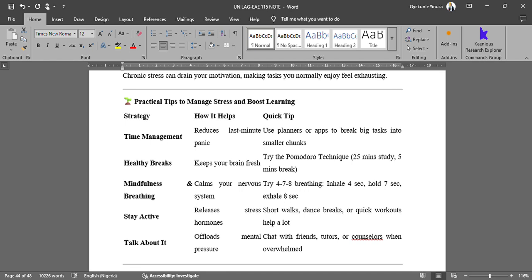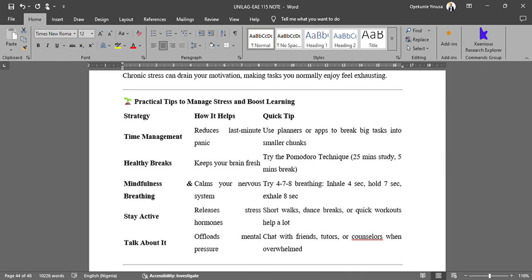A quick tip on that: use planners or apps to break big tasks into smaller chunks so that you can manage your time effectively. Healthy breaks: take healthy breaks when necessary. Don't read for 10 hours at a time. Don't stay overnight and read from evening to morning. You just overwork yourself. You will experience distress instead of eustress.